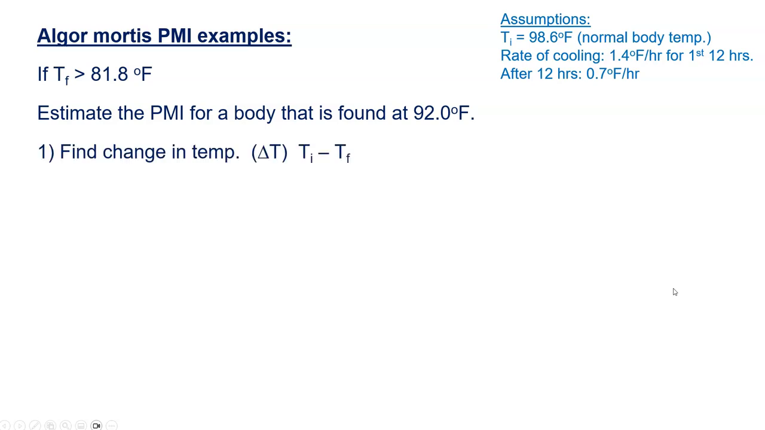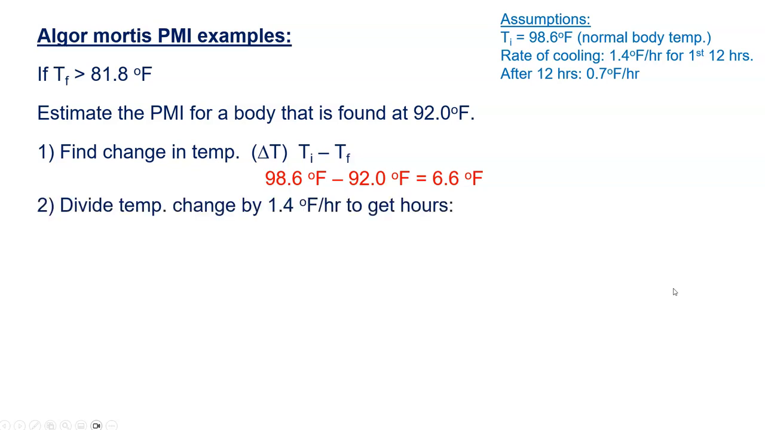So the first step, figure out the change in temperature. So they started at 98.6, we're assuming, and now they're at 92. So it's just a subtraction problem. So it gives us 6.6 degrees Fahrenheit. Second step, if they've dropped by 6.6 degrees Fahrenheit at a rate of 1.4 degrees per hour, how many hours has that been? Well, that's just division. 6.6 divided by 1.4 gives us 4.7 hours.